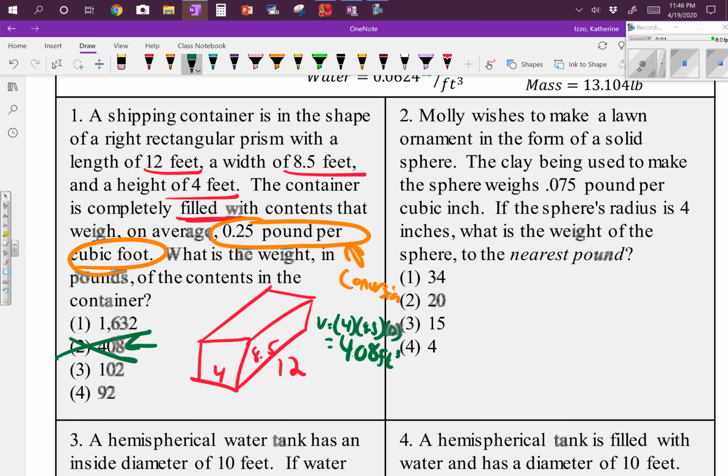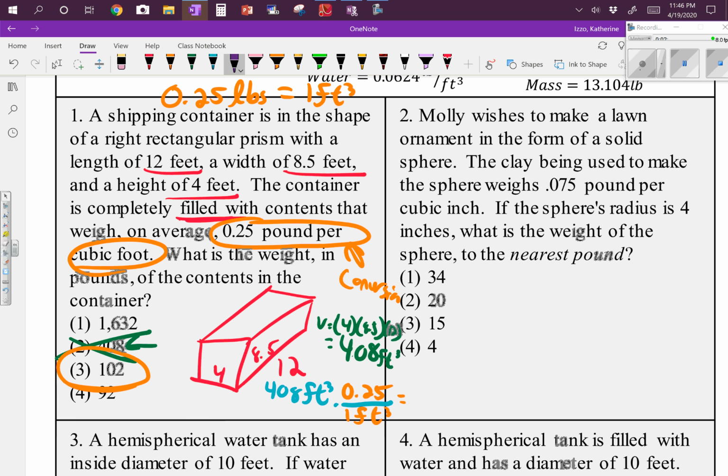What you have to do then is take the 408 feet cubed, and you need to do a conversion on that. We're going to use this bright orange conversion right here that says 0.25 pounds is equal to 1 foot cubed. So 1 foot cubed is 0.25 pounds. Type that into the calculator and you get 102. Be very careful when you go through these. Same thing happens with the next one.